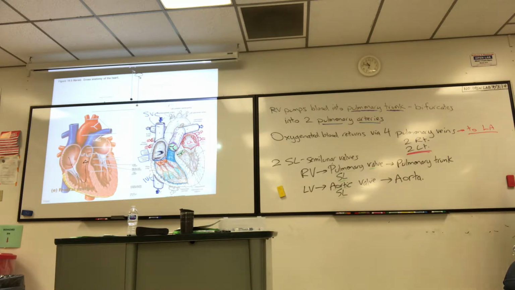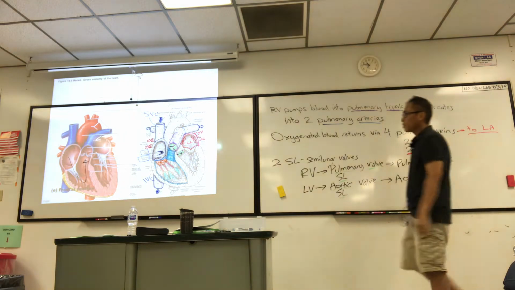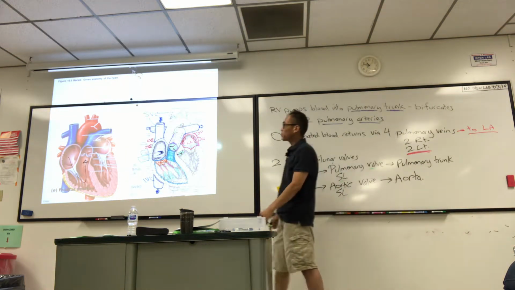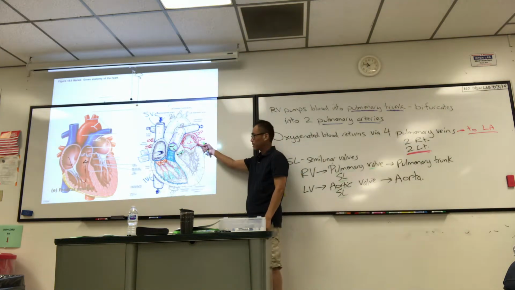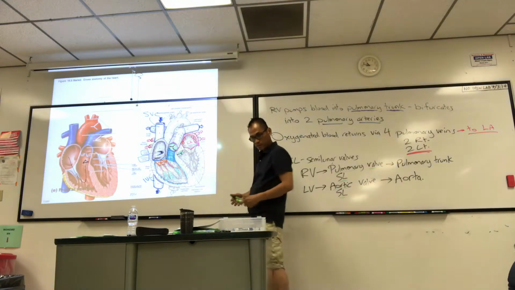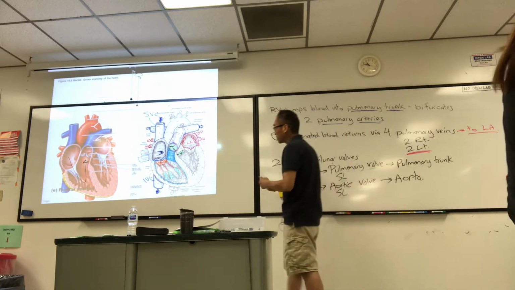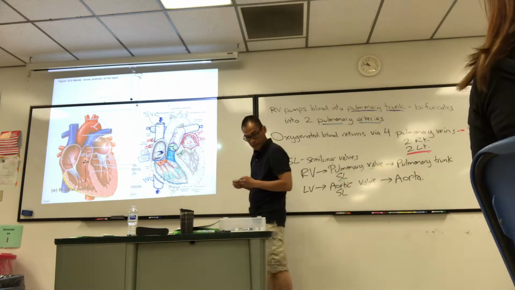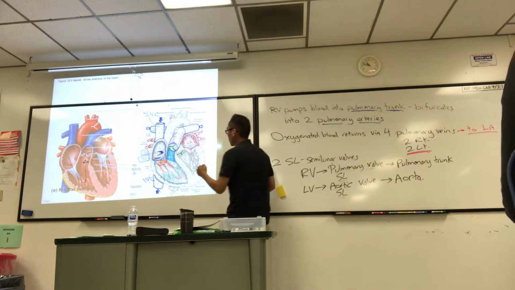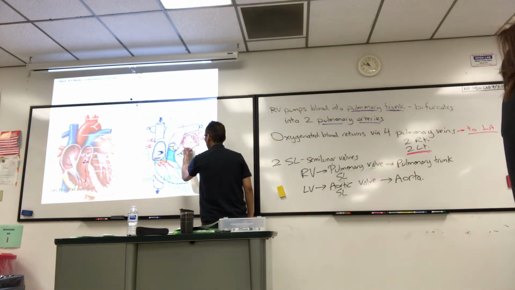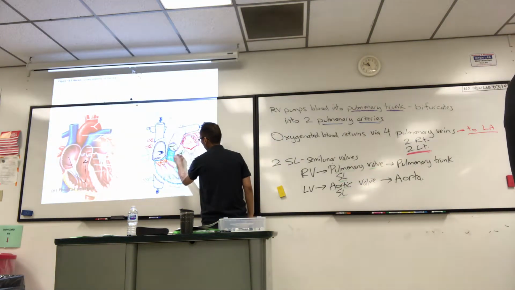So let's go back to while I was teaching. You should be able to answer this question. Where does blood go after LA? LV. Yeah, very good. So let's trace LV in red because it's still blue blood. So LV, it's all this area here.